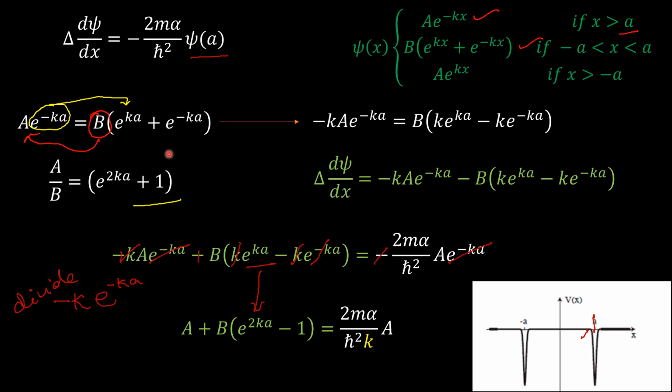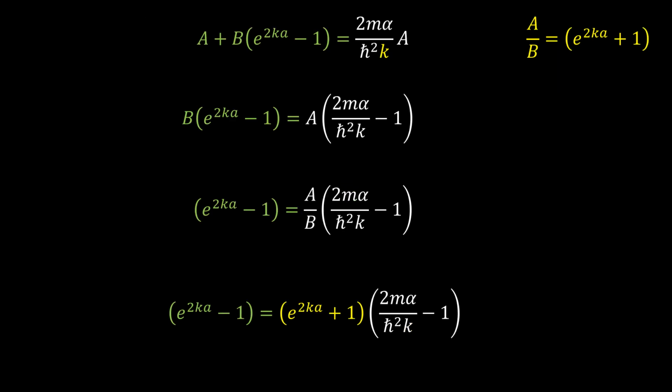Now we will reduce it further. So finally we got this expression. Then you bring this a to the right hand side. This a, you can take to the right hand side. So this will become minus a. So if you take a as a common factor, you will get 2m alpha over h cross squared k minus 1, because if you bring this, it will become minus a.